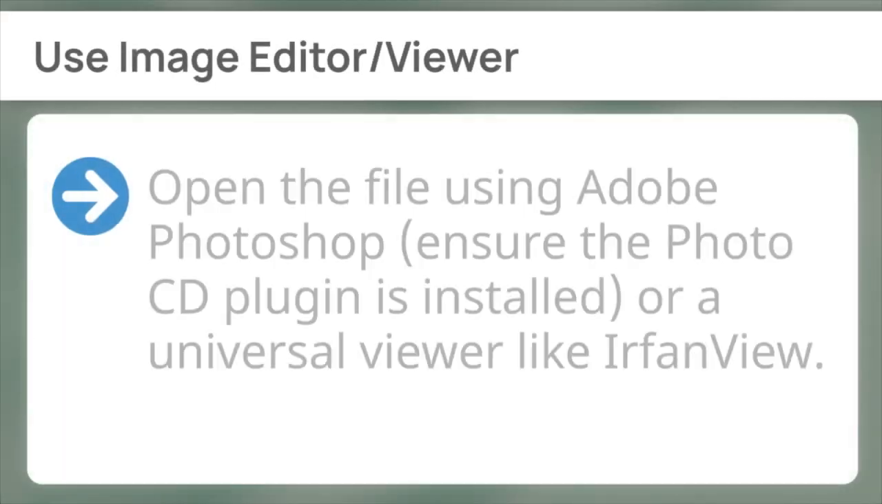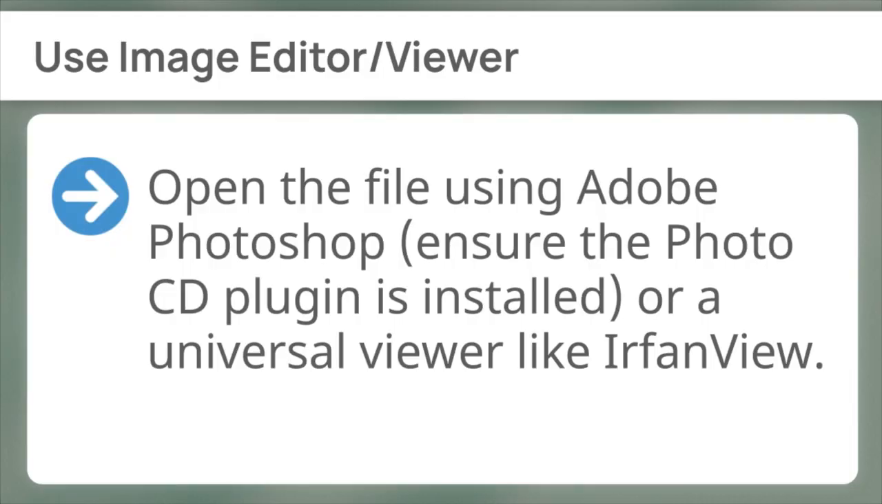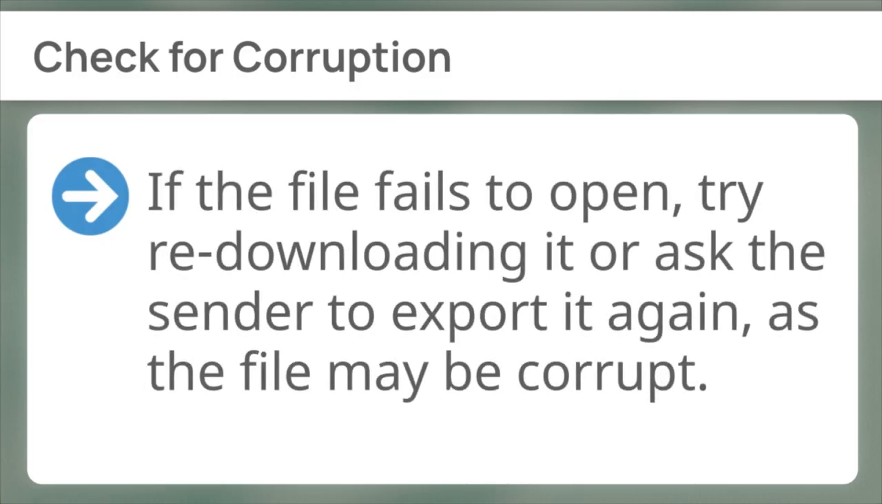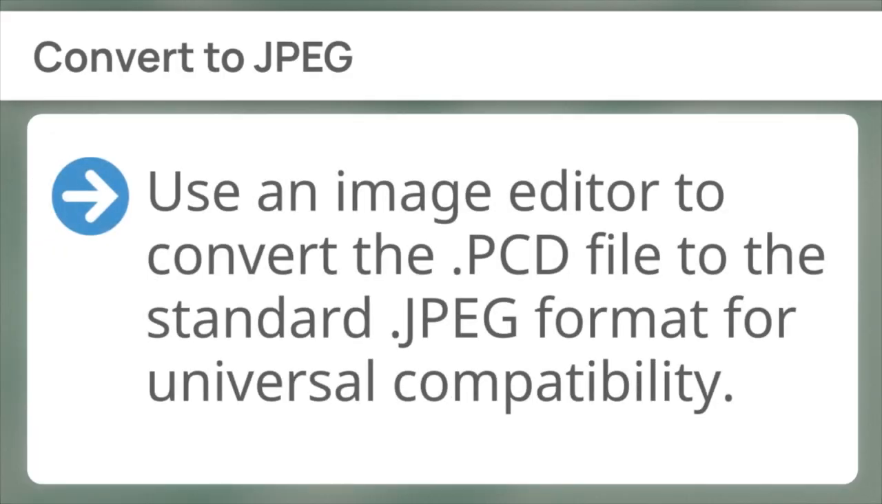First, use Image Editor, Viewer. Open the file using Adobe Photoshop. Ensure the Photo CD plugin is installed, or a universal viewer like IrfanView. Next, check for corruption. If the file fails to open, try re-downloading it or ask the sender to export it again, as the file may be corrupt. Finally, convert to JPEG. Use an image editor to convert the .pcd file to the standard JPEG format for universal compatibility.